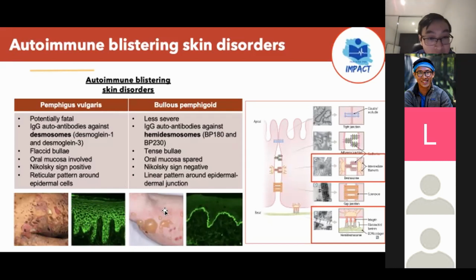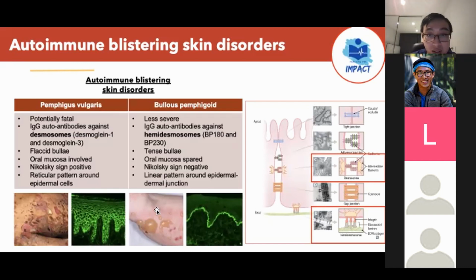Now, in contrast, bullous pemphigoid, as I said, is less severe than pemphigus vulgaris. It's caused by IgG autoantibodies against hemidesmosomes, which are located between epithelial cells and the basement membrane. Specifically, the antigens are what we call bullous pemphigoid 180 or BP180 and BP230, just different components of the hemidesmosome. Now, bullous pemphigoid classically produces tense rather than flaccid bullae, and we have a picture here.